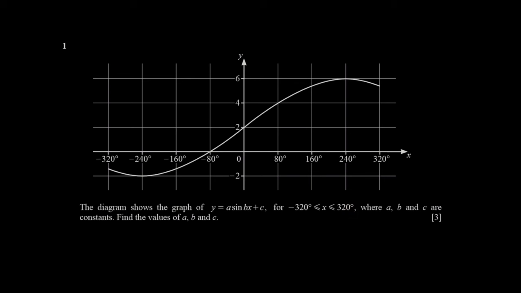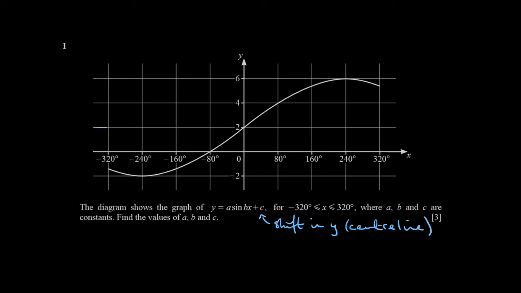Okay, this is a classic question, and really the key to it is trying to understand what these values a, b, and c refer to. And I usually go in reverse order, so let's do that. So c, what is c? C is the shift in the y direction, and it tells you where the center line is of the graph. By the center line, I mean the horizontal line that the graph oscillates around.